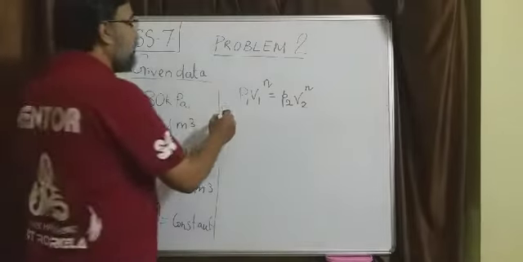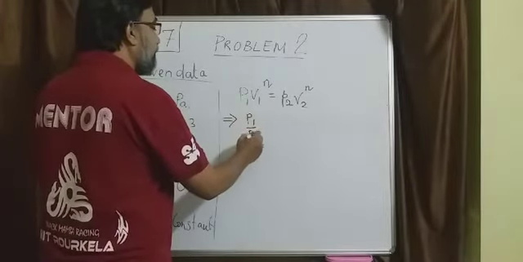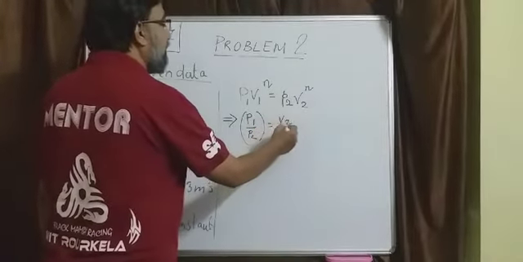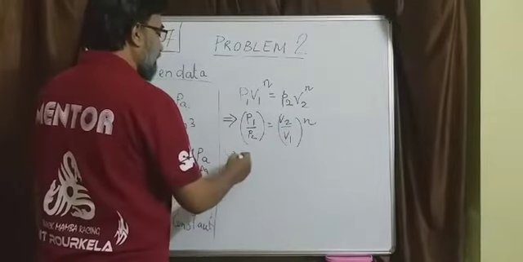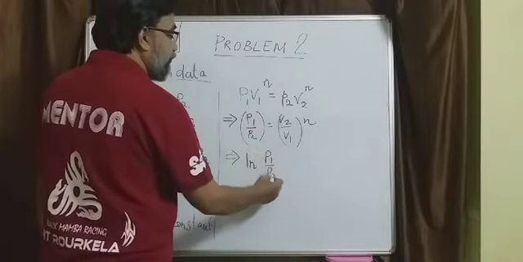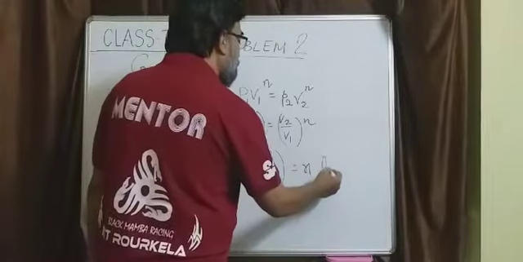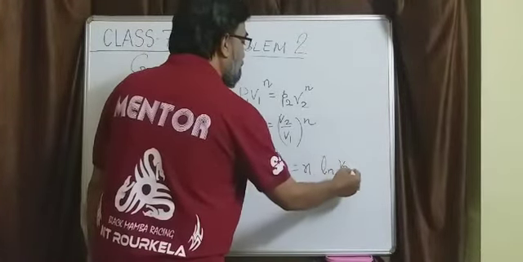So now, how to find out the value of n? P1 by P2 is equal to V2 by V1 to the power n, and ln P1 by P2, if you take logarithm of this, then it will become n ln V2 by V1.